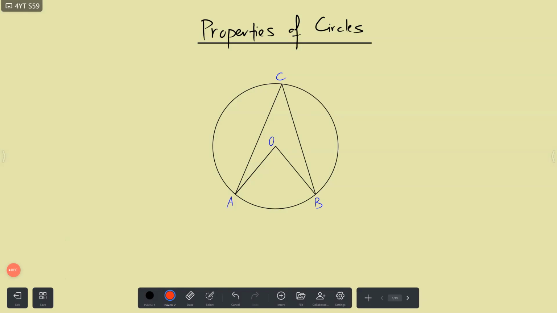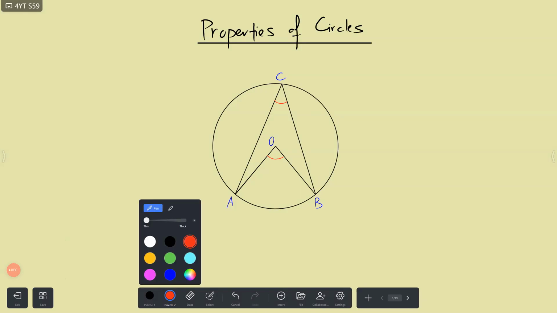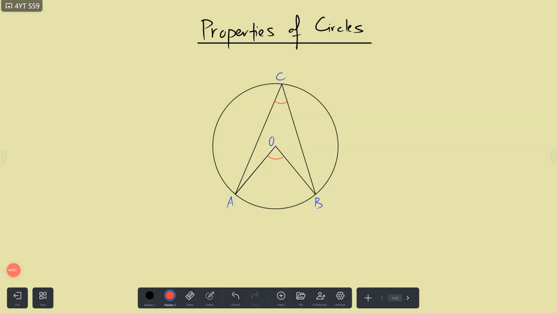The first one, what you see on the board is an angle at the center AOB and another angle at the circumference ACB. Let me label them. So you have this angle AOB and angle ACB, and the characteristics of these angles are such that, as mentioned, one is at the circumference and one is at the center, and they both have the same arc. Okay, so angle AOB has this arc AB, while the angle ACB also has the same arc, which is AB.